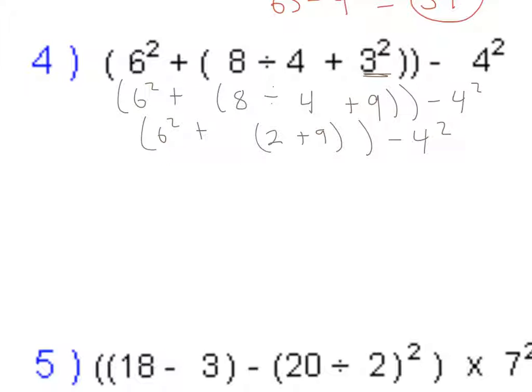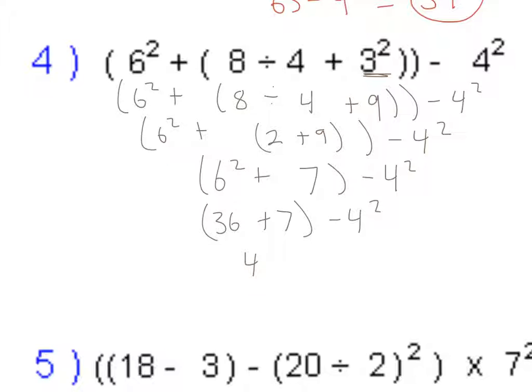Still on the parentheses, 2 plus 9 is 11. 6 squared plus that, minus 4 squared. Still in the parentheses, 6 squared is 36 plus 7, minus 4 squared. 36 plus 7 is 42. Excuse me, that is 43 minus 4 squared. 4 squared is 16. 43 minus 16 is 27. Final answer.